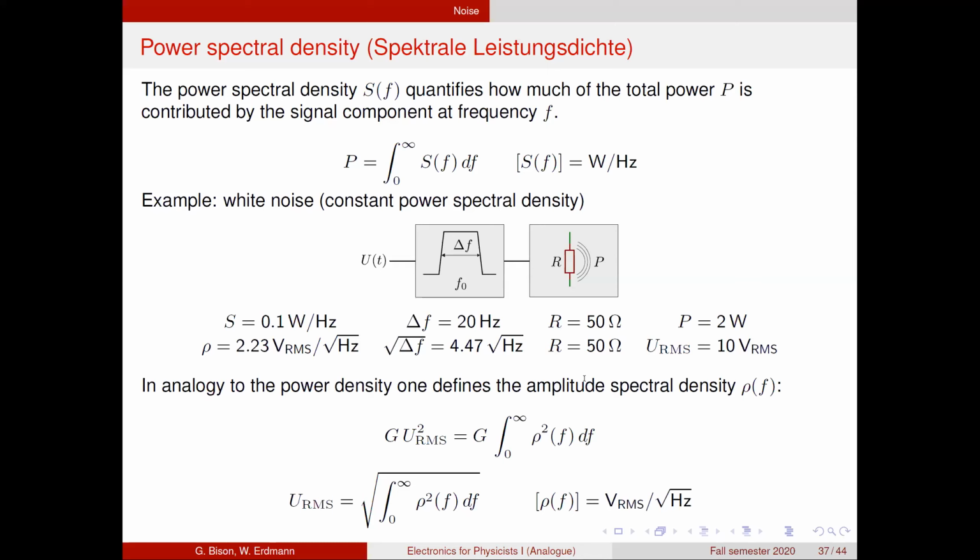In order to connect the two examples, we need a resistor. We have seen how to calculate the RMS voltage that produces the 2 watts here. So we have to multiply the 2 watts with the 50 ohms. This is 100. And then take the square root. So we get 10 volts RMS. This is the voltage that with the 50 ohms generates the 2 watts in this part of the signal.